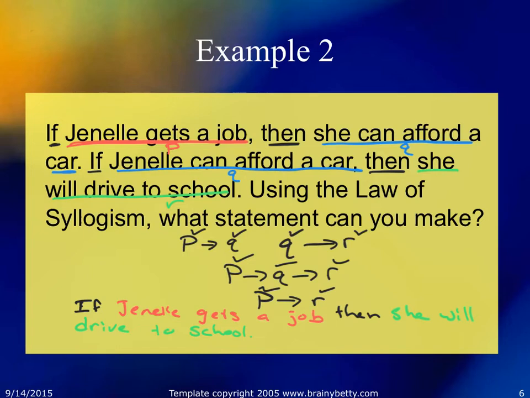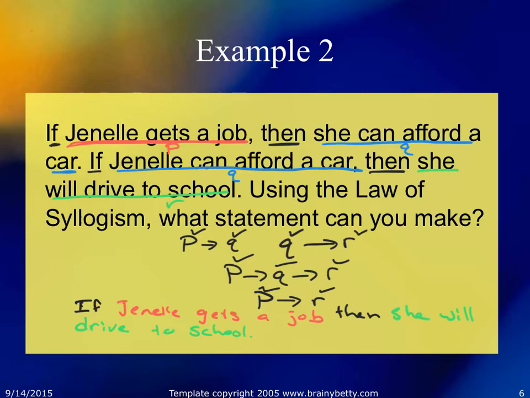When it comes to your being assessed on this for quizzes and tests, there's going to be a lot of things that are vocab based. Like, using the law of syllogism, what statement can you make from this sentence? I would give you a sentence maybe, and you have to shorten it using syllogism to the first thing leading to the second, and the second thing leading to the third.